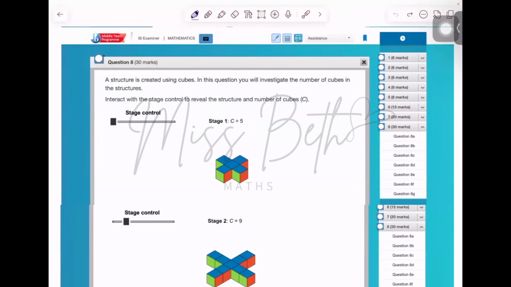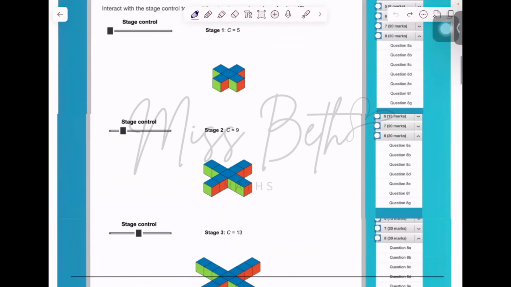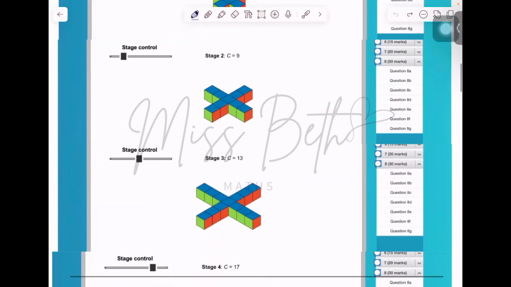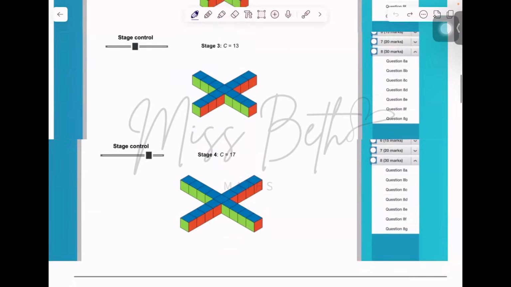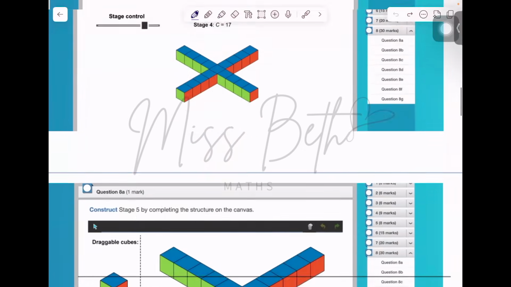So here we, of course, have our structure. A structure is created using cubes. In this question, you will investigate the number of cubes in the structures. So interact with the stage control to reveal the structure and number of cubes C. We've got stage 1, which you can see here is made of 5 cubes. Stage 2 is 9. Stage 3 is 13. And then stage 4 is 17 cubes in total. So there's your 4 stages.